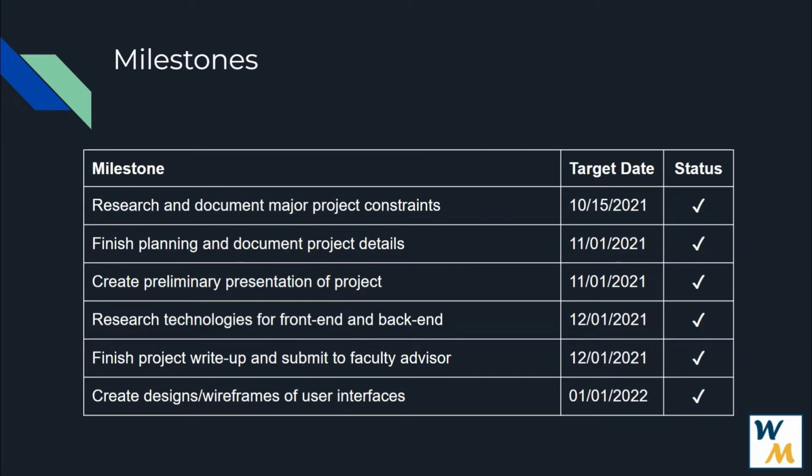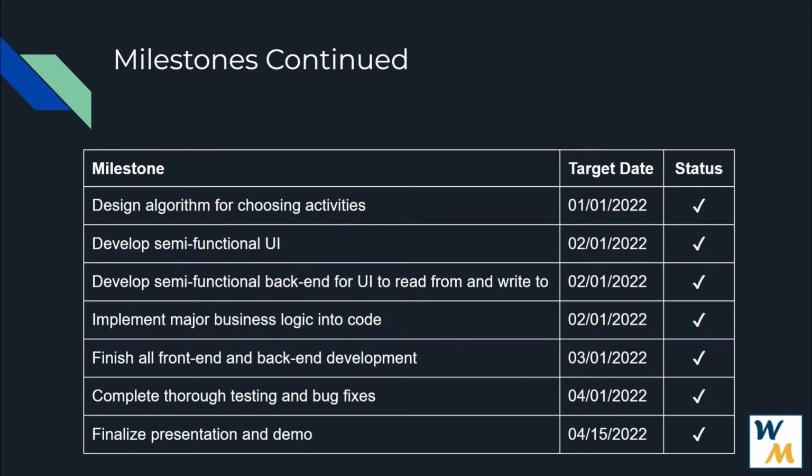In the fall, we created a preliminary presentation of the project just to show what we would be trying to achieve. And then we really started to research technologies that we would use to actually make the project. After researching, we began creating designs and wireframes for user interfaces to guide us as we developed. After we made our wireframes, we really began to start our development. So we designed an algorithm for choosing activities, which uses the Google Places API.